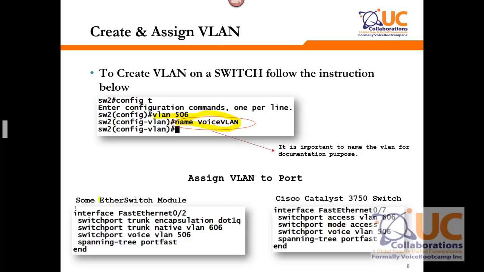Once the VLAN has been named, you need to apply it to your port. Now this is when you use the EtherSwitch module, we usually trunk the port, define our encapsulation, our native VLAN, which is the data VLAN, and our voice VLAN, which is 506. If you're using a 3750 switch, then no need to trunk the port. Simply provide the access VLAN and voice VLAN commands to assign the VLAN appropriately. If you trunk both switch port types, then that's not a problem either.